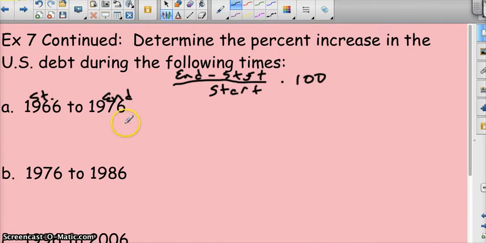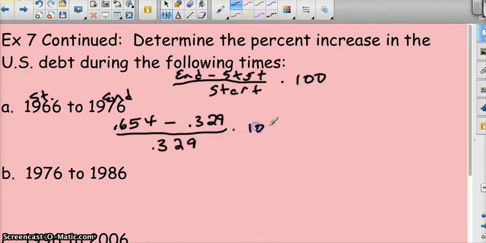So, how do we do our percent increase? End minus start divided by start times 100. So, what was the end? Well, in 1976, in the end, it was 0.654 trillion. We subtract that from the starting point, which was 1966, which is 0.329. We divide that by the starting point, which is 0.329. We multiply that result times 100 to produce the percentage on what it increased. To perform this calculation, guys, you should get 98.8 if you round it correctly. It's about 98.8%, almost 100%.